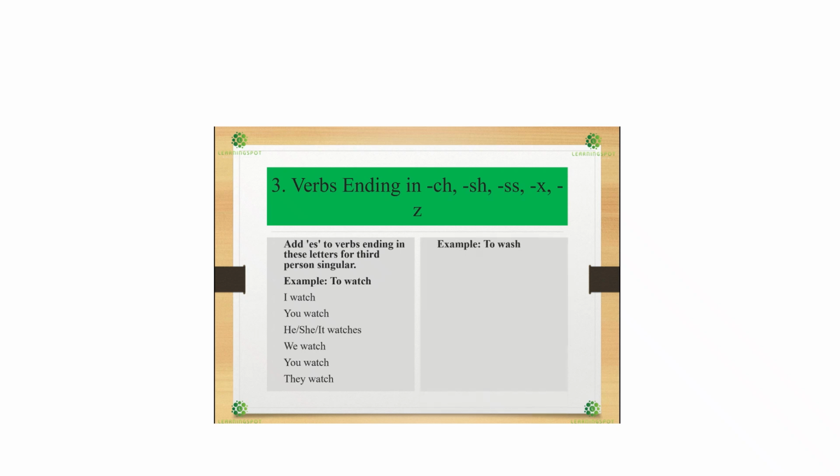To wash, ending with sh. Wash. We have I wash clothes, you wash cars, he, she, it washes, we wash, you wash, they wash. Very simple. Practice this by giving examples in the comment section.